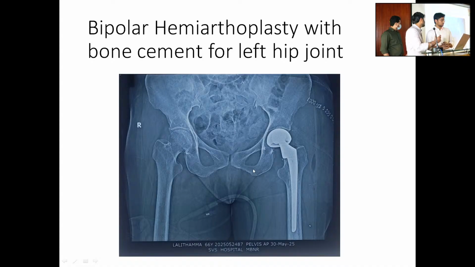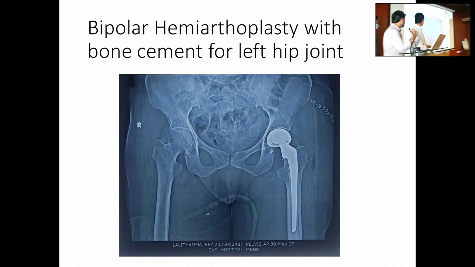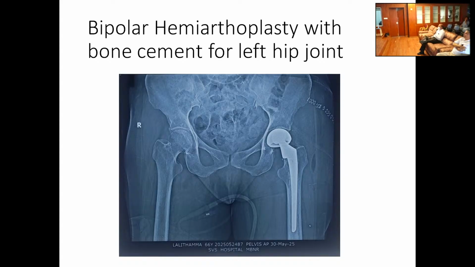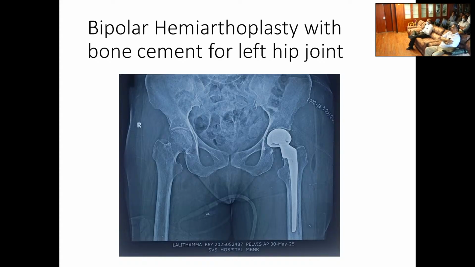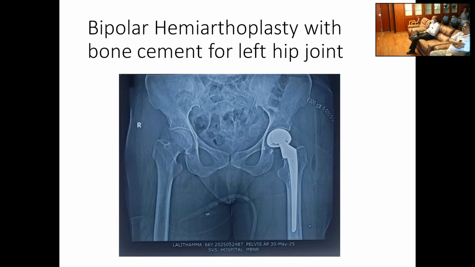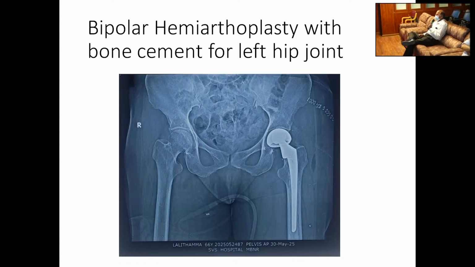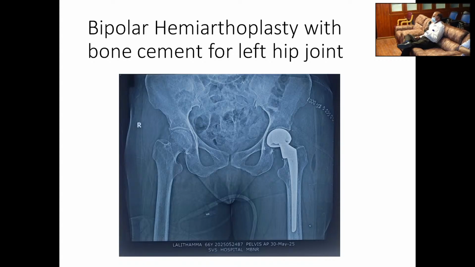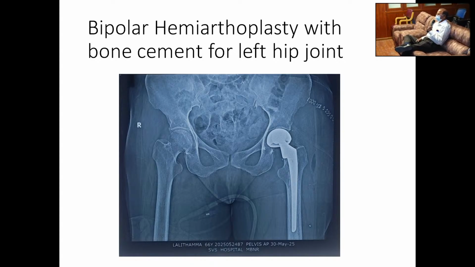Lesser trochanter. See this, compare this. This is at the level of the ischial tuberosity, not at the tip of the tuberosity. Here it is almost here. It should have been here. The neck length of the prosthesis appears to be too long. Probably a little calcar is supposed to have been removed. That would have made the limb lengths equal.